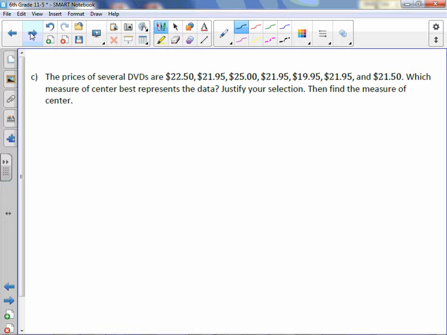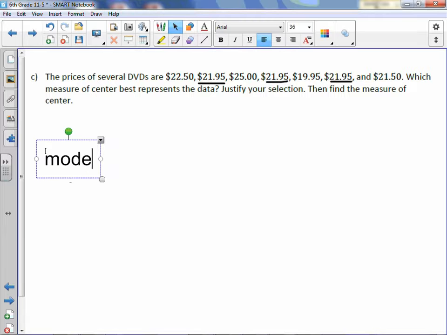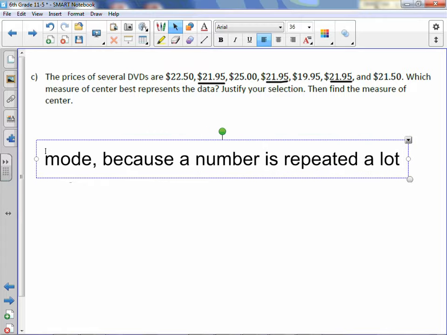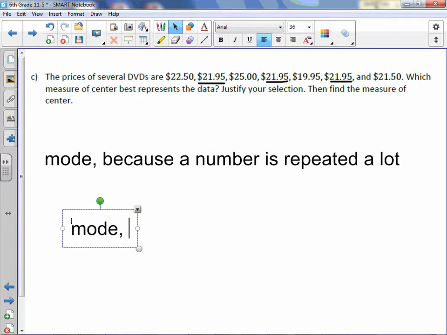So here again, the prices are around the same. So I would either use mean or mode. Now I need to see if there are many repeated values. Well, if you look, I do have $21.95 repeated several times. So in this case, I would use mode because a number is repeated a lot. And in this case, our answer would be mode and $21.95.